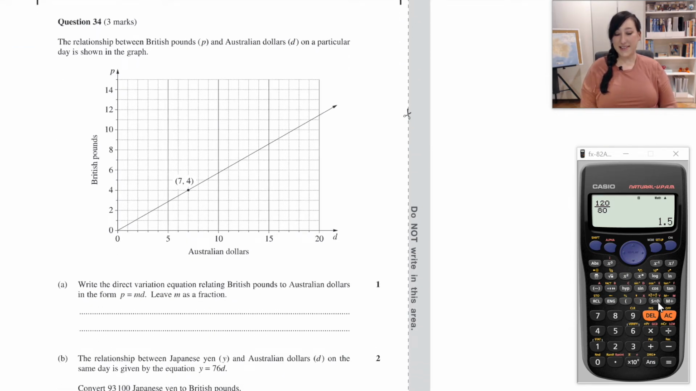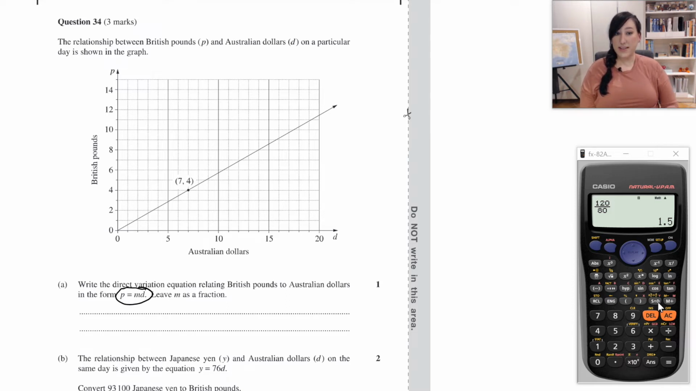Question 34 says, the relationship between British pounds, P, and Australian dollars, D, on a particular day is shown on the graph. So we have a graph, and then part A says, write the direct variation equation relating British pounds to Australian dollars in the form P equals MD. Leave M as a fraction. Okay, this question is a little bit similar to the previous one, which was inverse variation. This one is direct variation. And the equation for direct variation would be of this form.